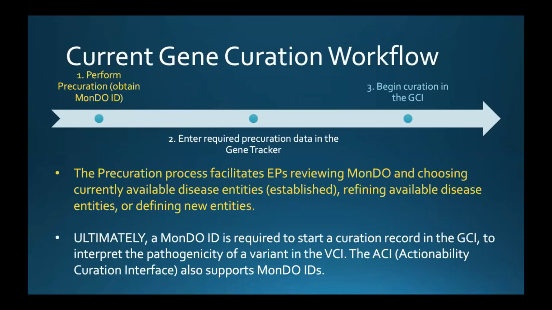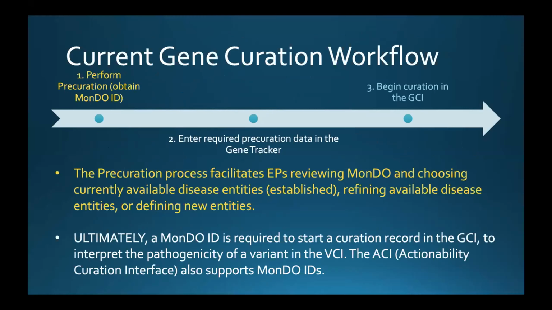So many of you know for the gene curation, our current workflow is to perform that pre-curation and that all-important obtaining the Mondo ID. And then you would go to enter this required pre-curation to the gene tracker and the GCI. And so again, that process of pre-curation facilitates expert panels reviewing Mondo and choosing currently available disease entities.